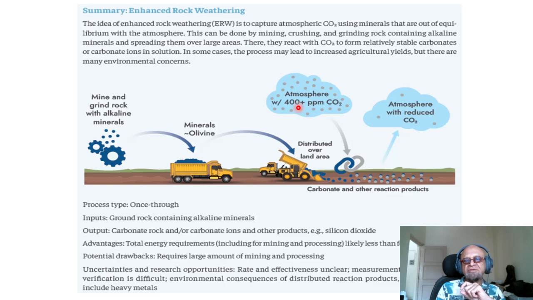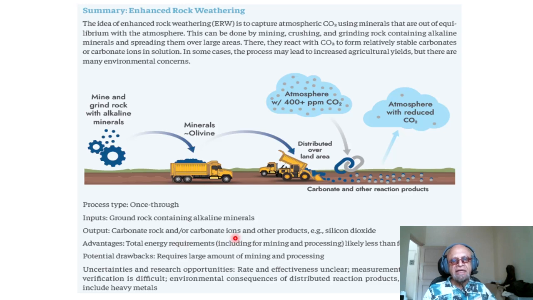So high CO2 atmospheric air reacts and produces reduced CO2 air, obviously, and you sequester the carbon into various forms. Could be agricultural land, forest, or just land that is taking up carbon into the soil. So it's a once through process because you cannot recollect and recycle those materials.